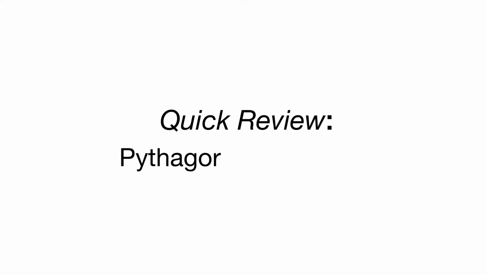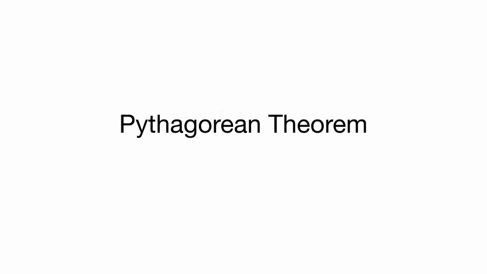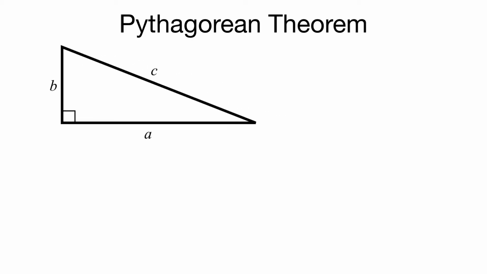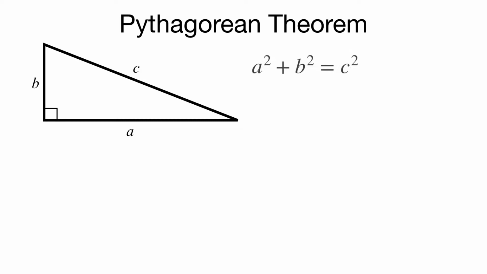Here is a quick review of the Pythagorean Theorem. We start with a right triangle with legs a and b and hypotenuse c. The Pythagorean Theorem states that the sum of the squares of the legs equals the square of the hypotenuse, or a squared plus b squared is c squared.